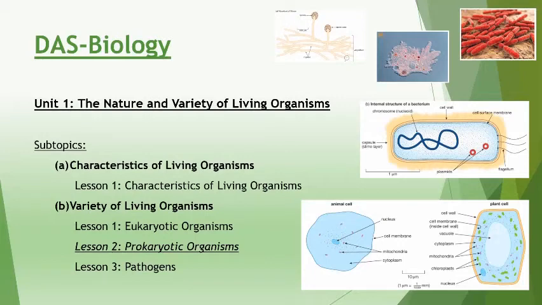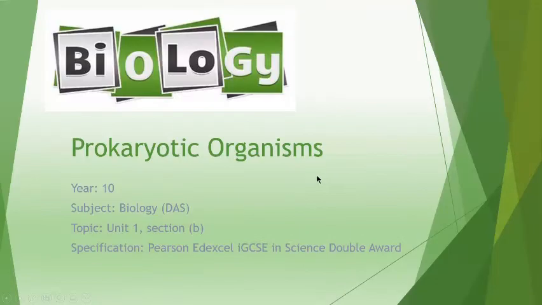In this video, we're going to be covering Lesson 2, Prokaryotic Organisms of Section B, the Variety of Living Organisms. This is still Unit 1, Double Award Science Biology. Here is the title, Year 10, and we're on Unit 1, Section B, and make sure to note that this is for the specification Pearson Edexcel iGCSE Science Double Award.